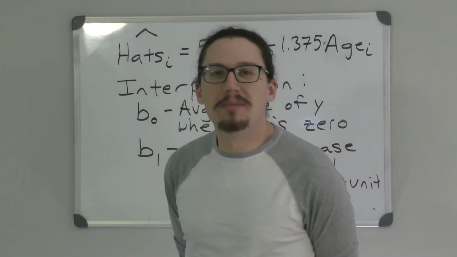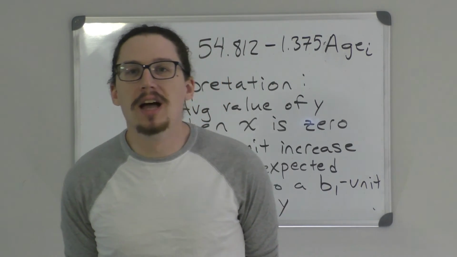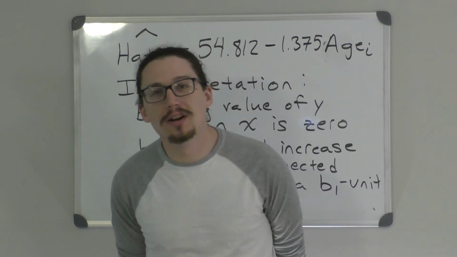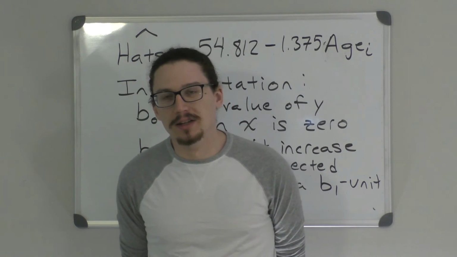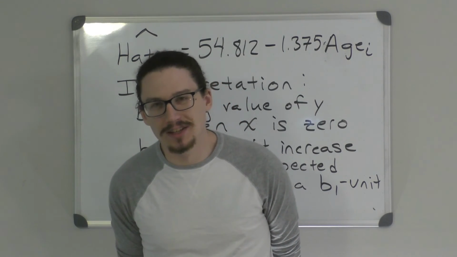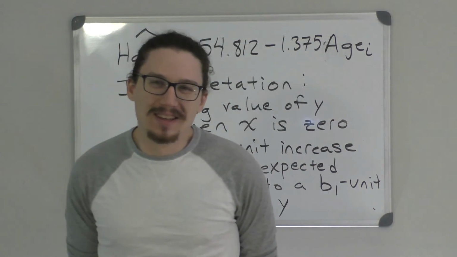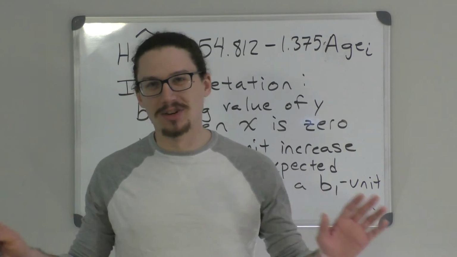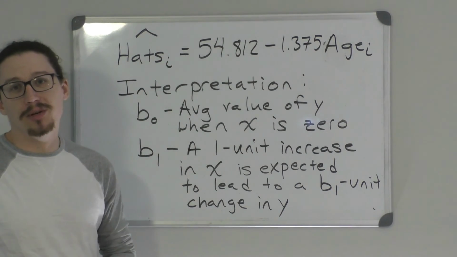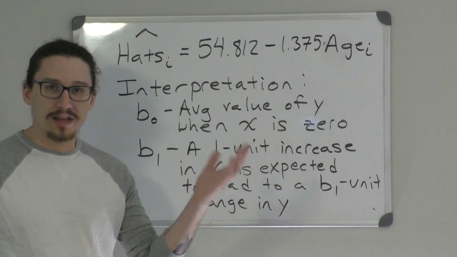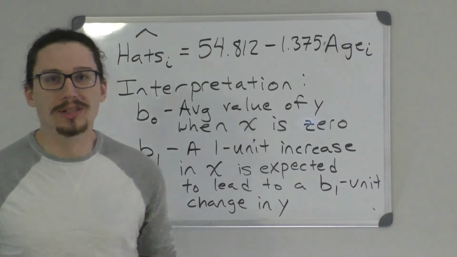But it doesn't make sense for a 0-year-old to have 54 hats, right? I don't think so. Maybe there is one out there, but I kind of doubt it. Also, you're not born and given roughly 54 hats. Maybe a little more, maybe a little less, because this is an average. That doesn't make a whole lot of sense, not that this regression as a whole makes that much sense. But that is how we would interpret B naught in this instance: the average number of hats 0-year-olds have is 54.812.